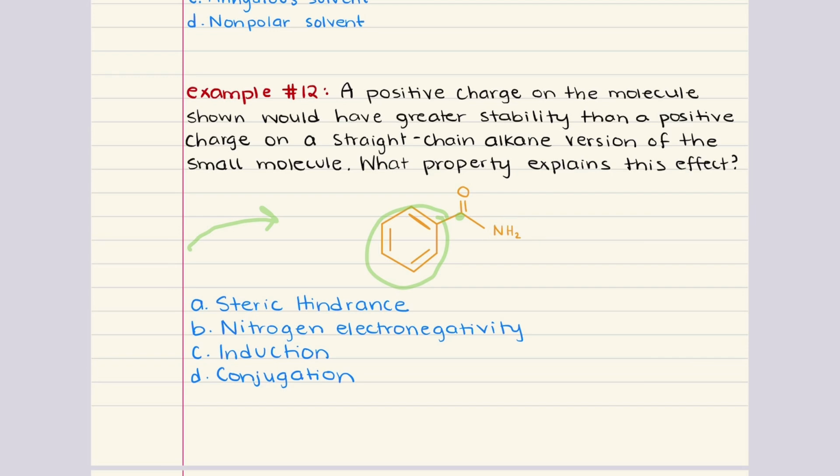The benzene ring here is going to play a very important role. What makes this molecule special is the presence of conjugation. Conjugation refers to the overlap of adjacent p orbitals that allows for the delocalization of electrons across multiple atoms. So it's this alternating double bond, single bond, double bond, single bond that allows for electrons to be delocalized.